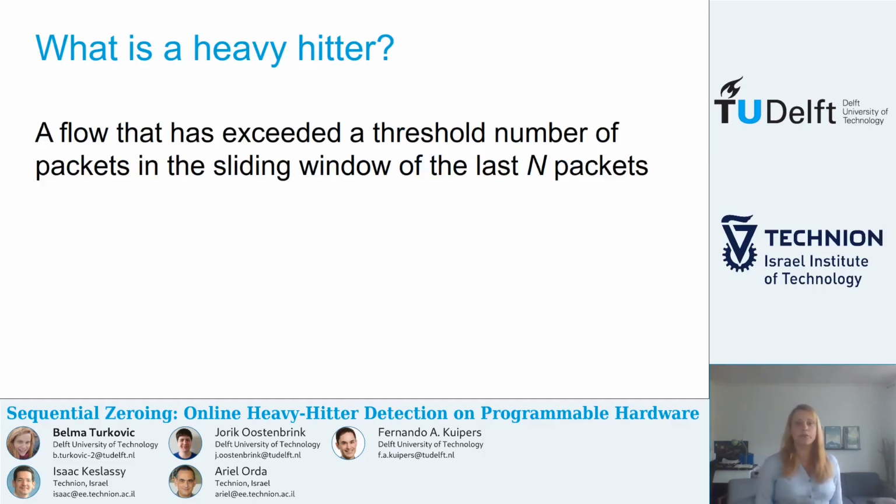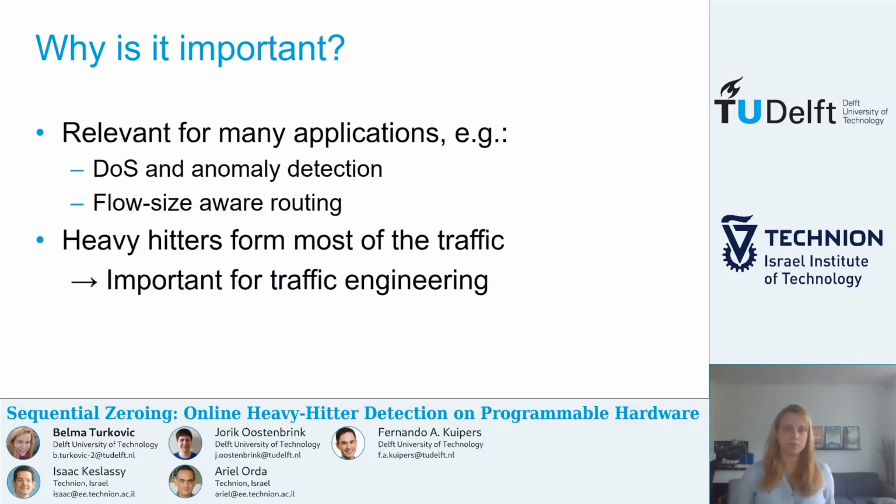Heavy hitters are flows that transport most of the traffic inside a network, and in this paper we define them as flows that have exceeded a threshold number of packets in the sliding window of last n packets. However, why are these flows this important?